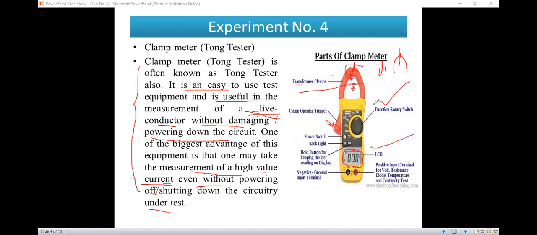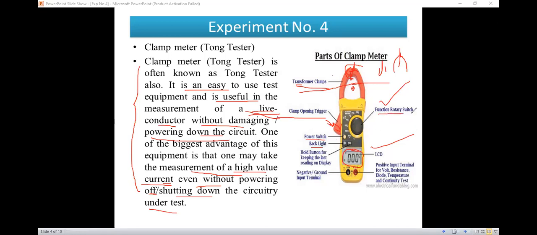Okay, so this is the reading on that LCD, and the transformer clamp is there. So here the mutual induction principle is there, transformer clamping is there, clamp opening trigger, म्हणजे हे जे काही clamp आहेत, its opening trigger is there, opening and closing trigger. Normally it will be closed, but while we want to do measurement, it should be pressed, that means it will open when the conductor is inserted in this portion. At that situation it should be closed. Now here is the power switch, then here is the backlight.